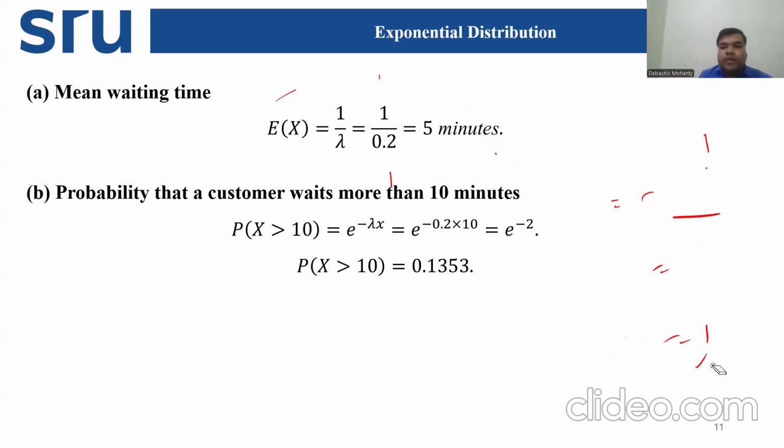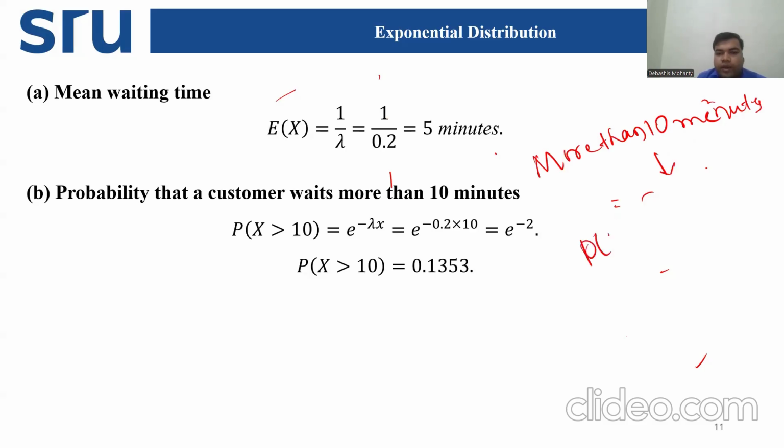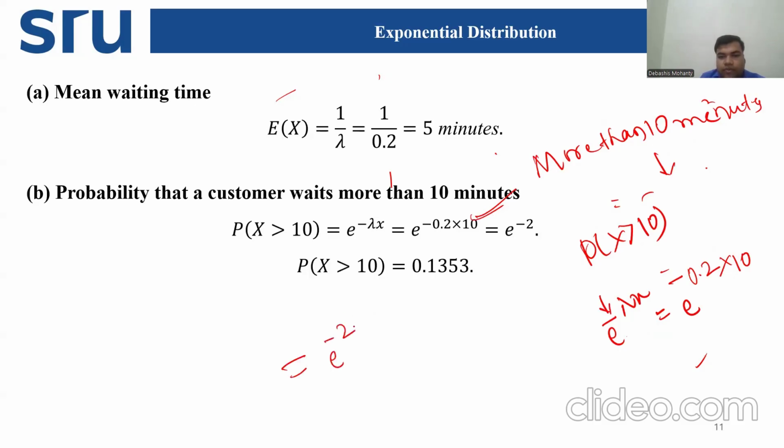Next, coming to the important thing, that is the probability that a customer waits more than 10 minutes. More than 10 minutes means the probability of x greater than 10. So we need to apply the formula e raised to the power minus lambda x. That is e raised to the power minus, what is the lambda value? Yes, tell me. 0.2 multiplied by x. x is 10 because here we need to calculate more than 10 minutes. So we get e raised to the power minus 2.